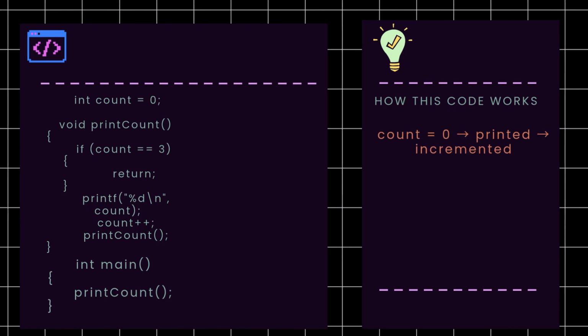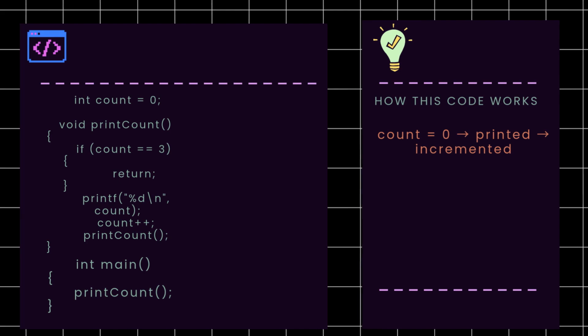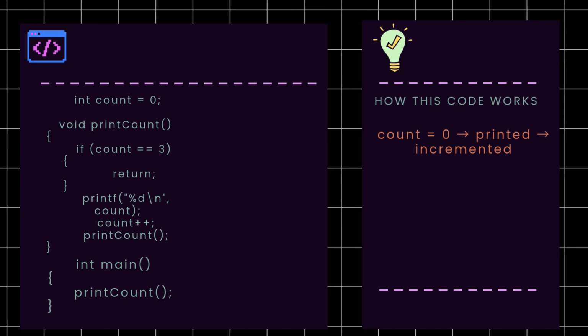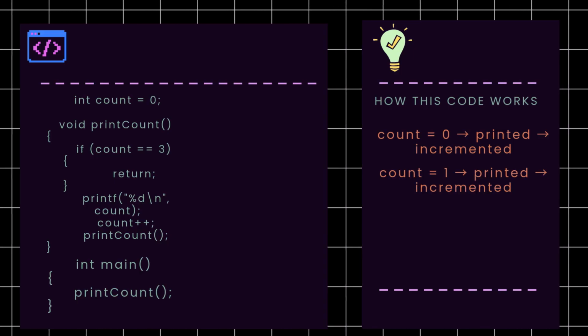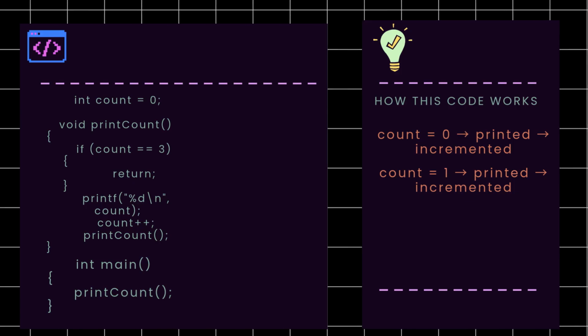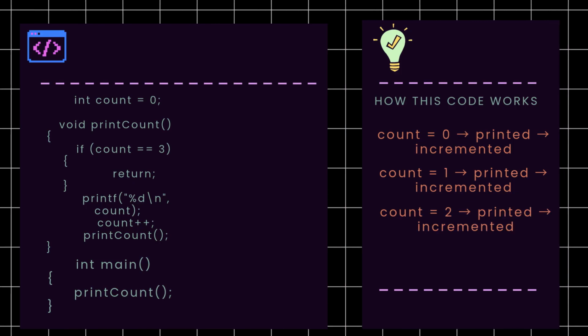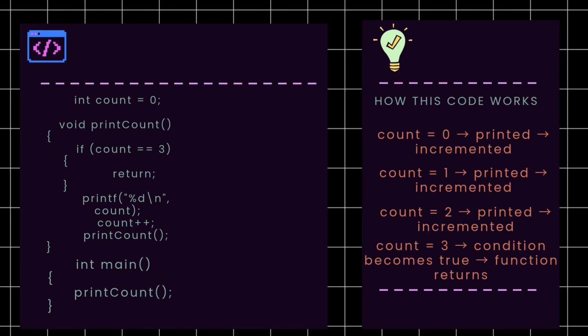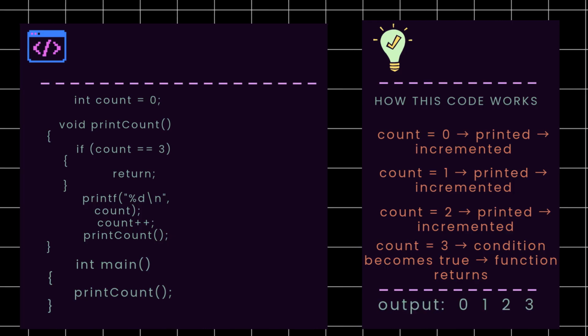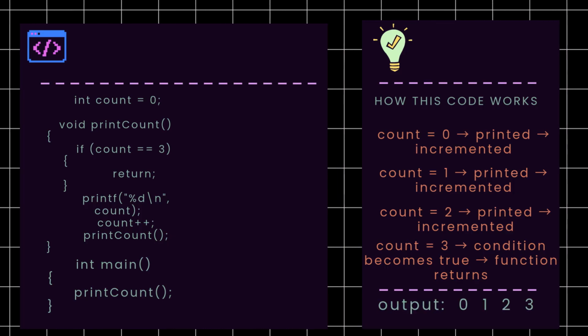When count is equal to 0, as we initialized, then it gets printed, and count increments to 1. When count is equal to 1, then it gets printed and count increments to 2. When count is equal to 2, then it gets printed and count increments to 3. Finally, when count is equal to 3, the condition becomes true, and then the function returns.